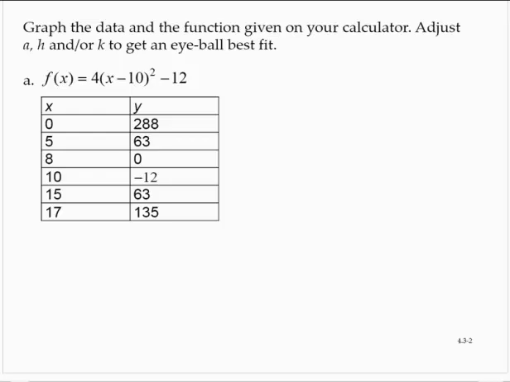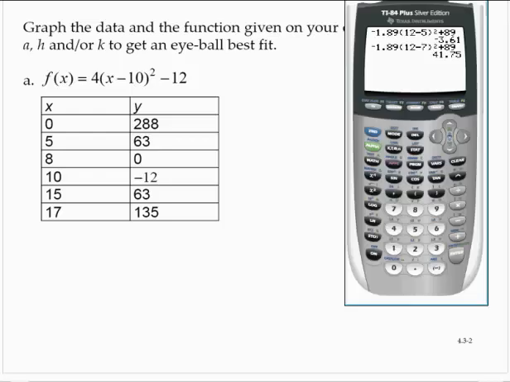Graph the data and the function given on your calculator. Adjust A, H, and/or K to get an eyeball best fit. Alright, so we're given the function 4 times (x minus 10) squared minus 12. And our data, let's adjust our data here.